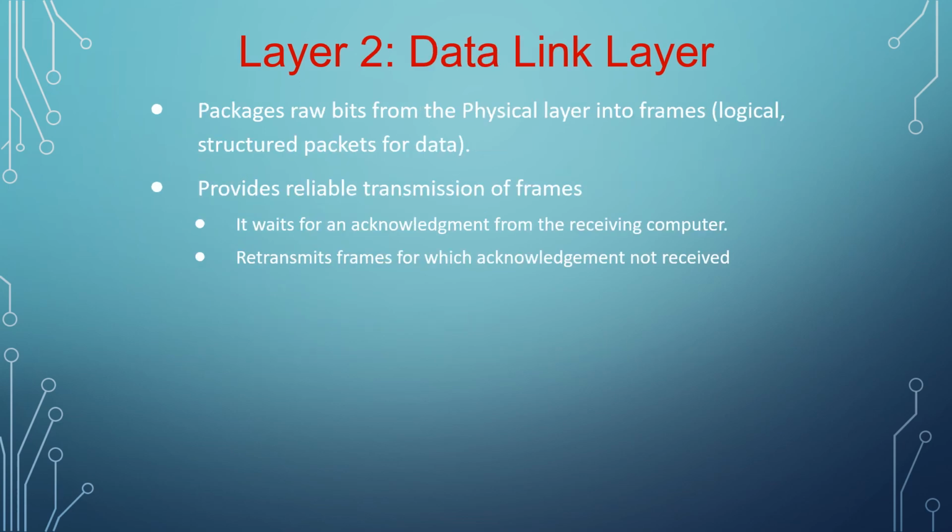Next is the data link layer. It receives packets from the network layer. The data packets contain the IP address of the sender and receiver. Here physical addressing is done, as we do logical addressing in the network layer. Data units in the data link layer are called frames. It waits for an acknowledgement from the receiving computer.